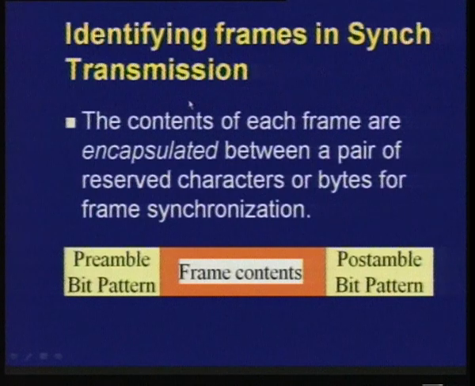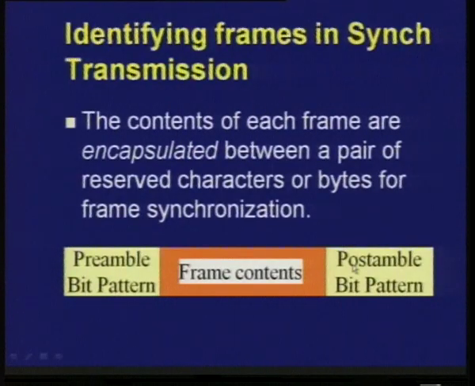And when we do synchronous transmission, we have a mechanism to identify the frames. For the frame contents, a preamble bit pattern is added and a postamble bit pattern is added, which helps to identify that this is the beginning of the frame and this is the end of the frame. The contents of each frame are encapsulated between a pair of reserved characters or bytes for frame synchronization. So this is how frames get identified in synchronous transmission. We will look at how the preamble and postamble bit patterns are added after we take a break.